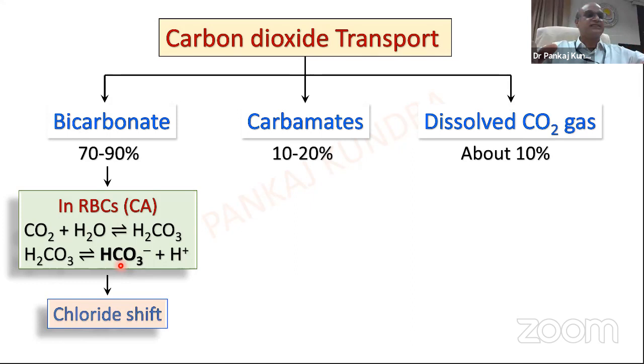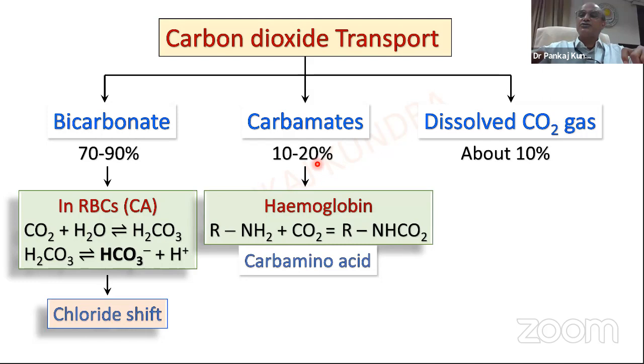Now, what about carbamates? It only accounts for about 10 to 20%. And we have seen the reaction of this when we talked about the carbamate, how the carbon dioxide displaces H ions, combines with the carbamates, turns them into negatively charged, and then they form a bridge.